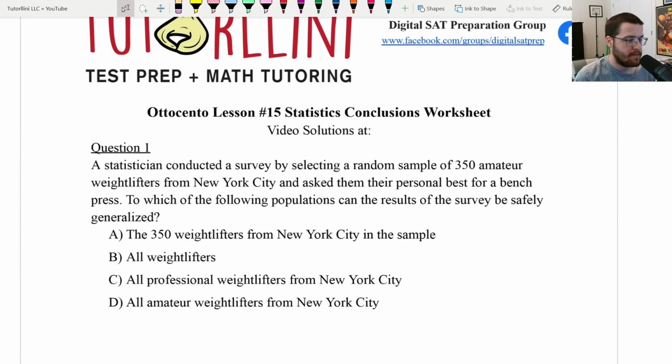Okay, question 1. The question says we asked them their personal best, so we didn't assign any treatment. We just asked them a question. So this is a survey. Now I'm thinking really all I care about for surveys is were the subjects selected at random or were they not? And it says here we got a random sample. That means they were selected at random. So the first table tells us we can generalize to the population. Now we just got to figure out the population.